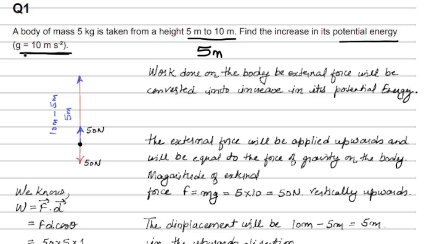Potential energy at a height will be mgh. In this case, because two distances are given, like 5 meter to 10 meter, we will subtract the final position minus the initial position. That will be the displacement. Now how to think about what will be the increase or decrease in potential energy in any question? Always think about putting a negative sign on work done by gravity.